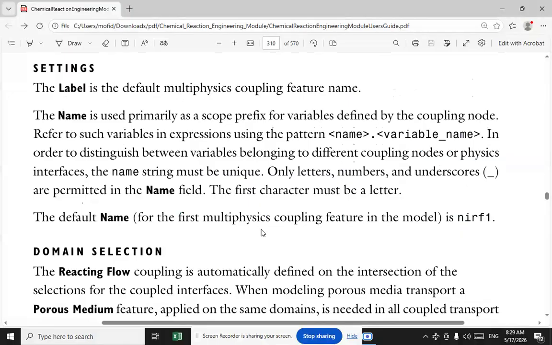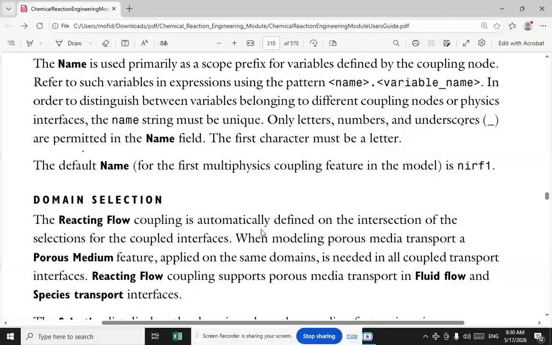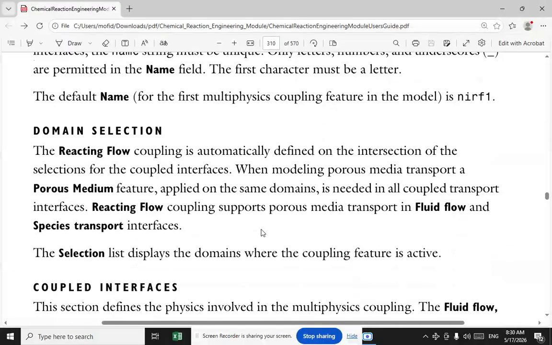Multiphysics coupling feature name. The name is used primarily as a scope prefix for variables defined by the coupling node. Refer to such variables in expressions using the pattern name.variable_name in order to distinguish between variables belonging to different coupling nodes or physics interfaces. The name string must be unique. Only letters, numbers, and underscores are permitted in the name field. The first character must be a letter. The default name for the first multiphysics coupling feature in a model is rfc1. Domain selection.